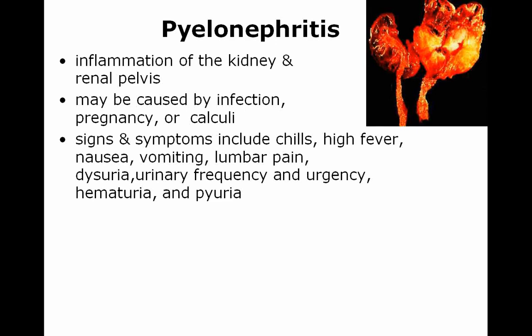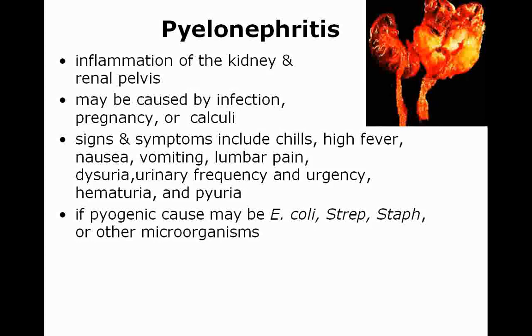Signs and symptoms are signs of a systemic infection with chills and high fever, nausea, vomiting, lumbar pain, dysuria, the difficulty urination and pain, urinary frequency, going too often, and urgency. May even have some hematuria, which is blood in the urine, or pyuria, which is pus showing up in the urine. And the person may also have a bit of confusion if the pyelonephritis becomes serious enough.